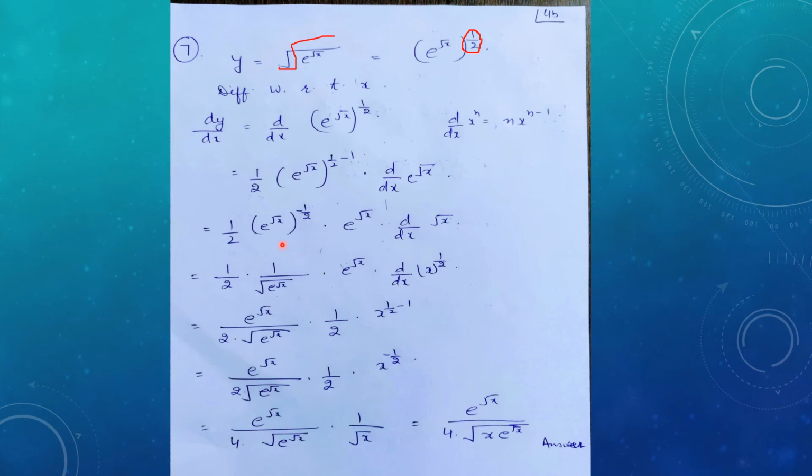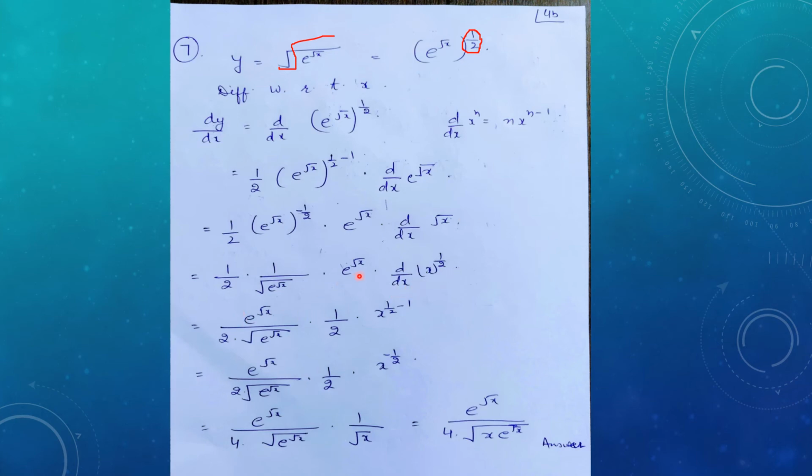Okay. So you get here 1 upon 2. This is e power under root of x minus 1 upon 2. So I will take it in the denominator. It will become positive. It will be 1 upon under root of e power under root of x. Very simple. Multiplied by e power under root of x as it is. Now what is the derivative of under root of x? This can be written as d by dx x power 1 upon 2.